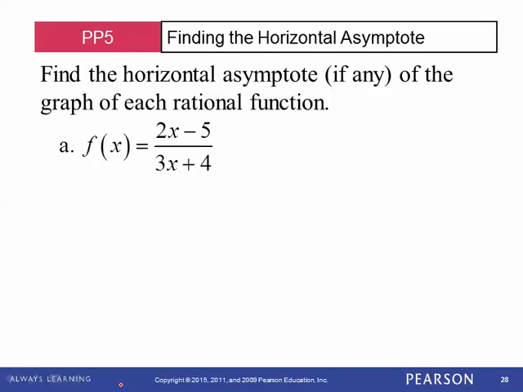So again, it should be really quick looking at it. Horizontal asymptote, degree on top is 1, degree on the bottom is 1. They are both the same. Yes, I do have a horizontal asymptote. Both degrees are equal to each other, and the horizontal asymptote is y equals 2/3. Good. That's the second case.